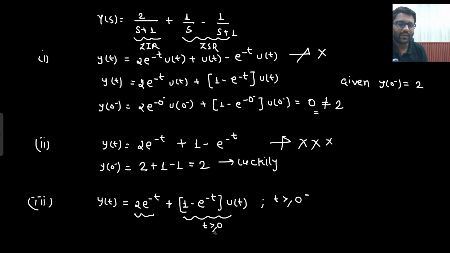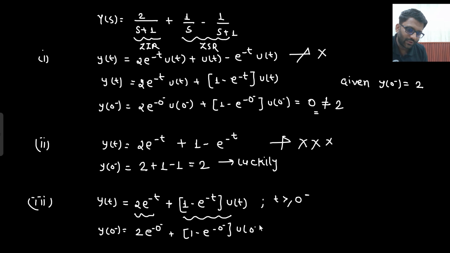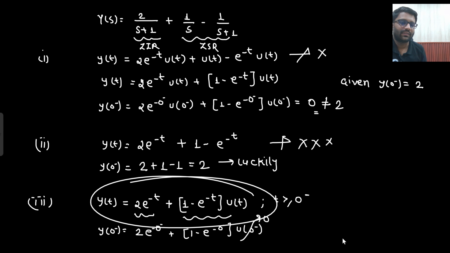What will happen here? If I ask the value of y of 0 minus, what would that be? Here you put 0 minus. 0 minus means 0 only. Plus 1 e to the power 0 minus, and here u of 0 minus. What is the value of u of 0 minus? This will be 0. So for t equals to 0 minus, only this part is in action. Are you getting this point? For t less than 0 minus, only this part is in action. After that, the whole part will come into action.